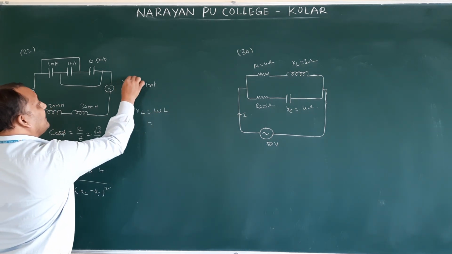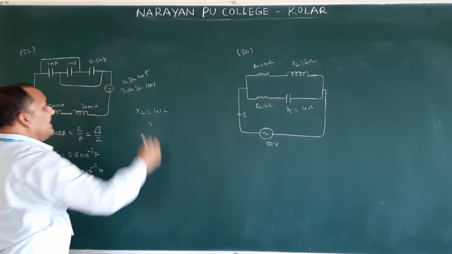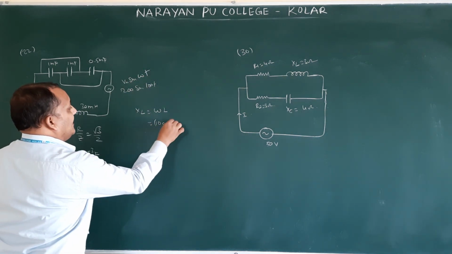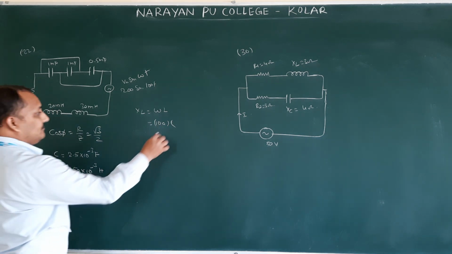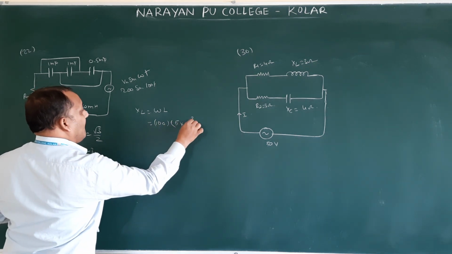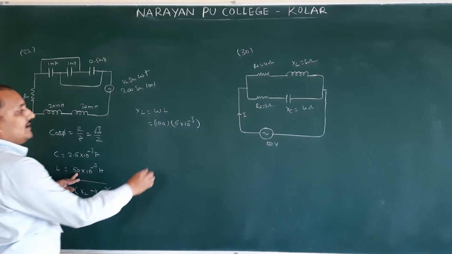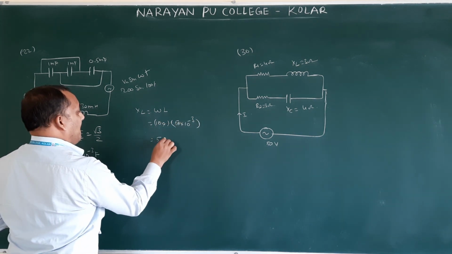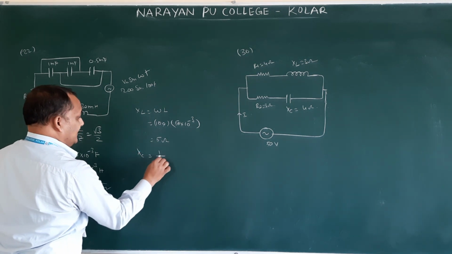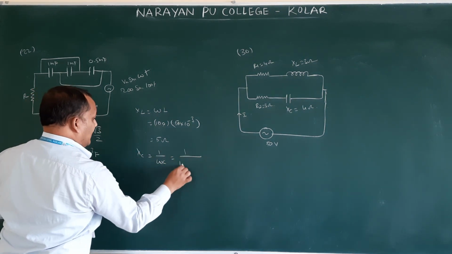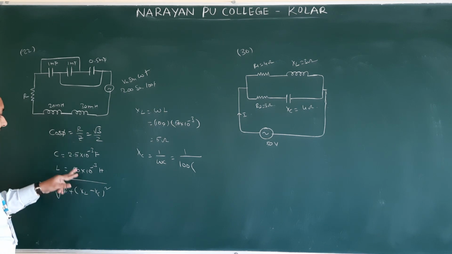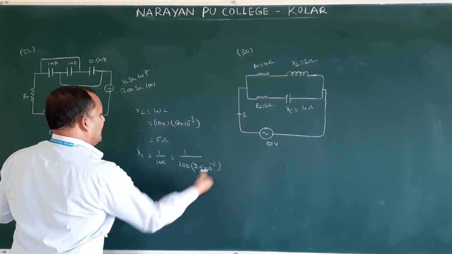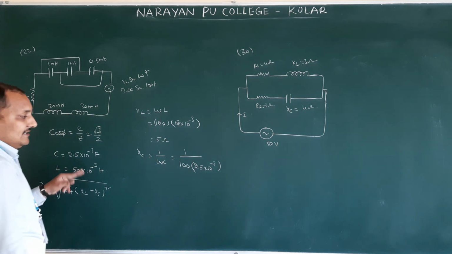Just compare this equation with B naught sin omega t. Omega value is 100. 100 into the L value, how much? 50 into 10 power minus 3. So 3 zeros will be cancelled: 5 ohms. XC is equal to 1 by omega C. So 1 by 100 into the C value, how much? 2.5 into 10 power minus 3.